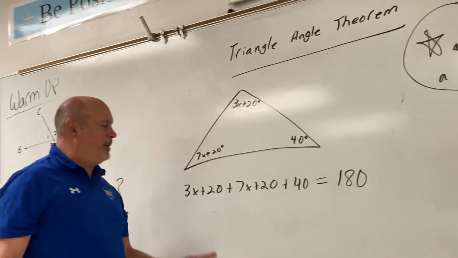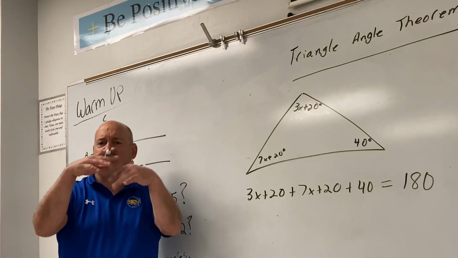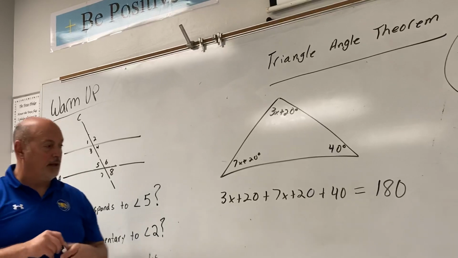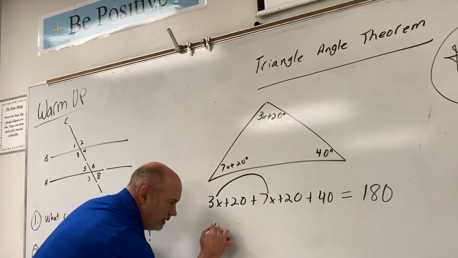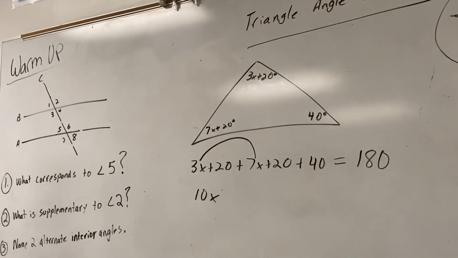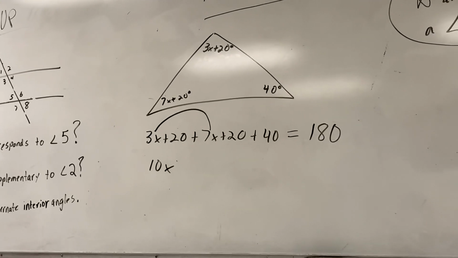So now we've got a big, long, fat equation. What can we combine? We need to combine some stuff here. Caden, what do we need to combine? 3x and 7x. Sure. What's 3x plus 7x? 10x. 10x's. All right. Is there anything else to combine? Lizzie? 20, 20, and 40.